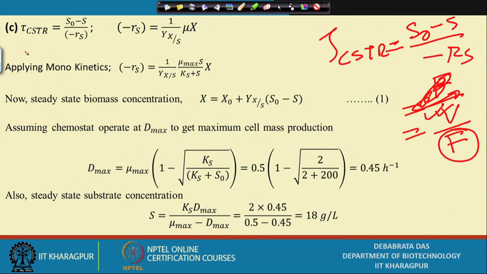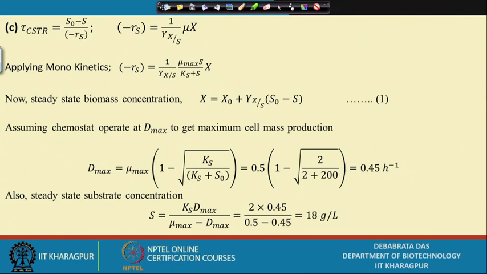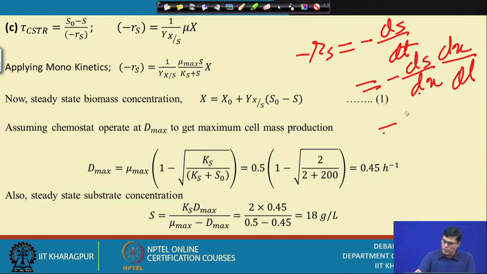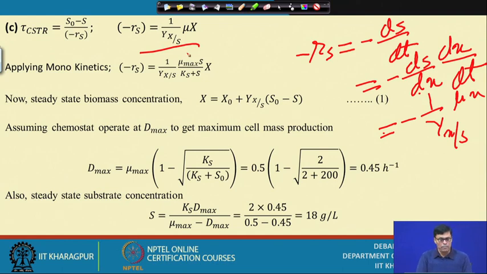Here it is written exactly that tau CSTR equals S0 minus S by minus RS. Now minus RS, how can we write it? Minus RS is equal to what? Minus dS by dT. Am I right? Now this is equal to minus dS by dx times dx by dT. This is dx by dS, 1 by Yx/s, into dx by dT, which is equal to mu into x. This is exactly what we have written here. Now from the Monod kinetics, we know mu equals mu max S by (Ks plus S), and x is like this.